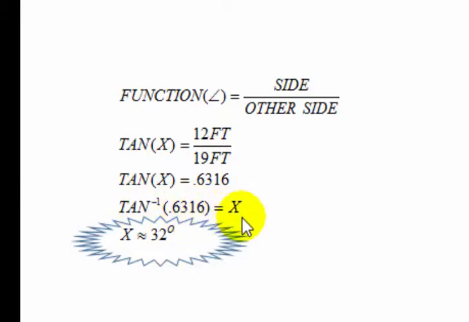You take your calculator, you use the inverse tangent, the parentheses will already be open, you punch in 0.6316, which is 12 divided by 19, 0.6316, close your parentheses and hit enter. That will give you the measure of the angle that you're looking for. In this case, it will be 32 degrees. I'll show you on the calculator.